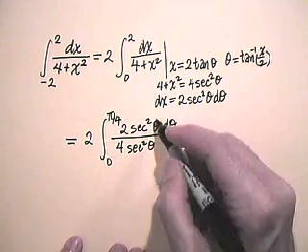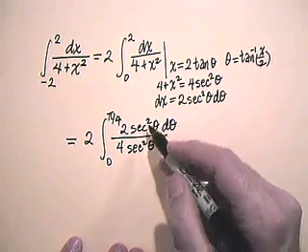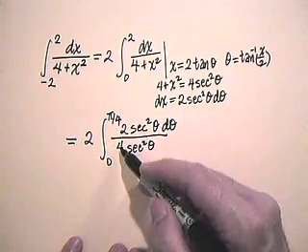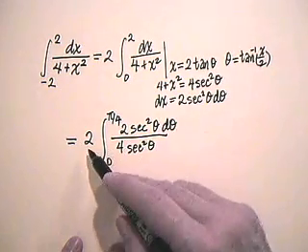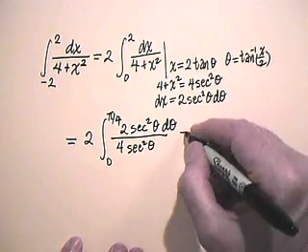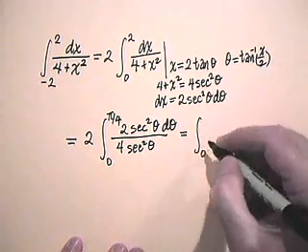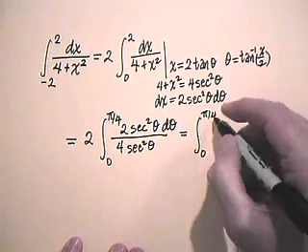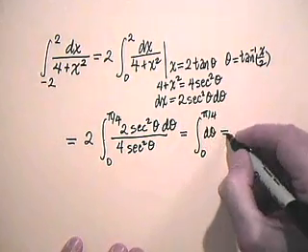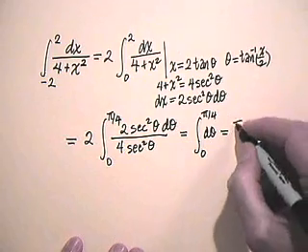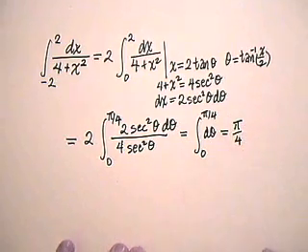And so consequently, notice the secant squared thetas cancel out completely. 2 divided by 4 is a half, times 2 is 1, and so we just get simply the integral from 0 to pi over 4 d theta, and of course that's simply pi over 4.